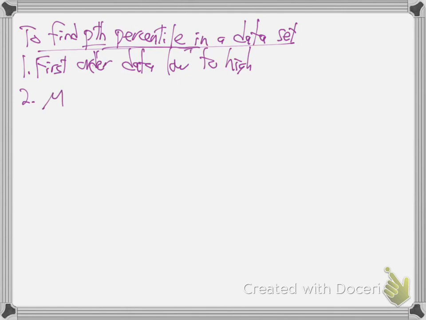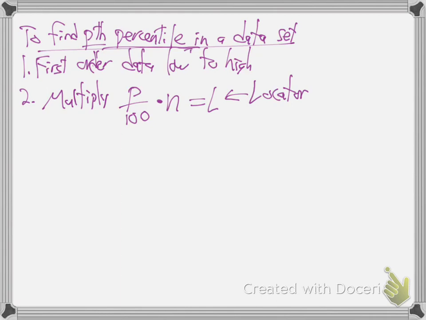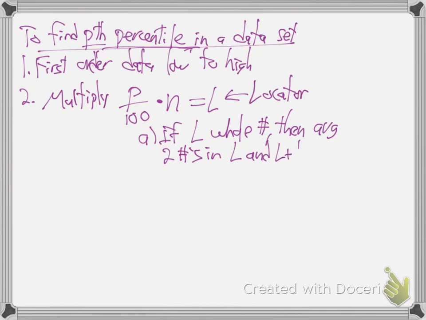Second, multiply. So this is what you're going to want to put in your 3x5 card. This is one of the most important things, maybe the most, that you'll put on your 3x5 card for the next test. P over 100 times N, that equals L, which stands for locator. L's our locator. Then there's two possibilities. A. If L is a whole number, then average the two numbers in the Lth and next spots.